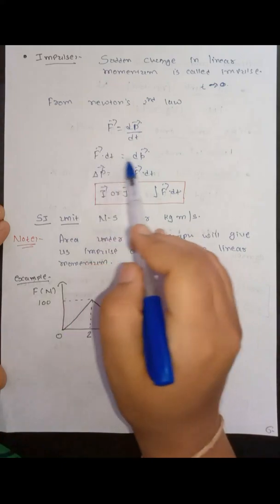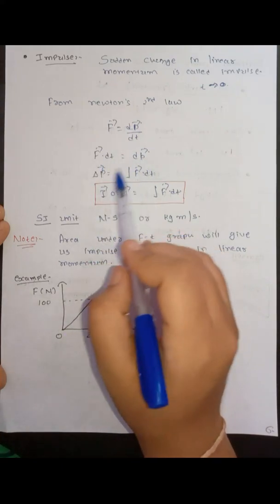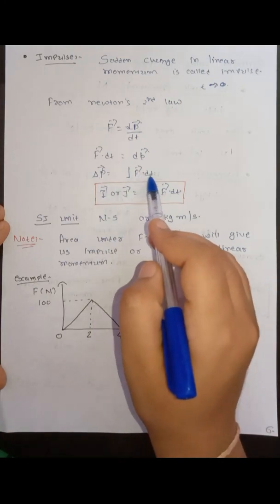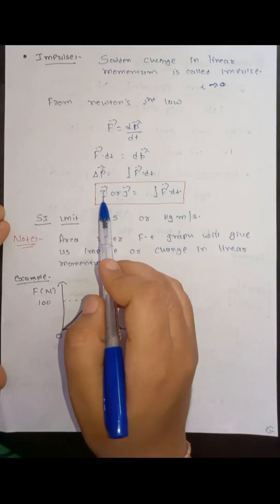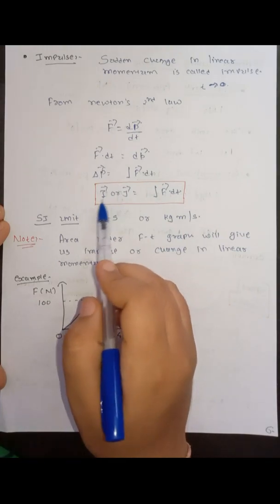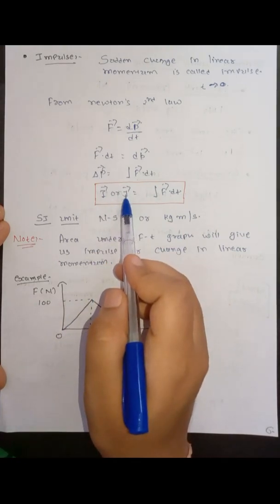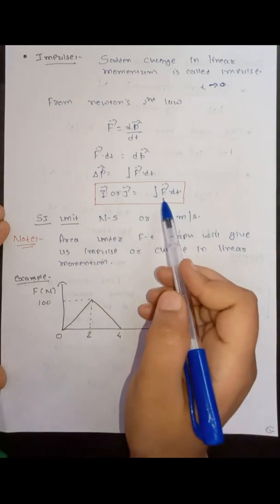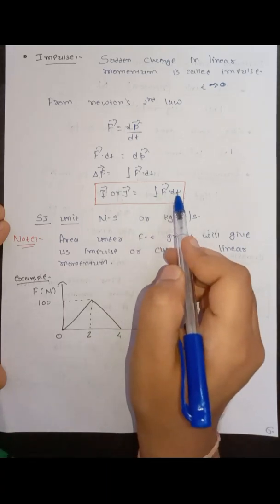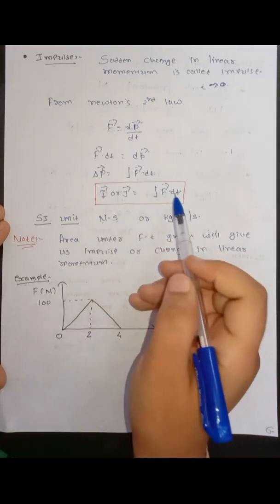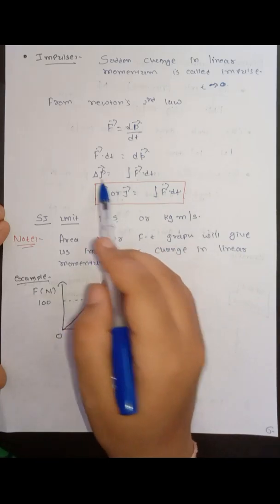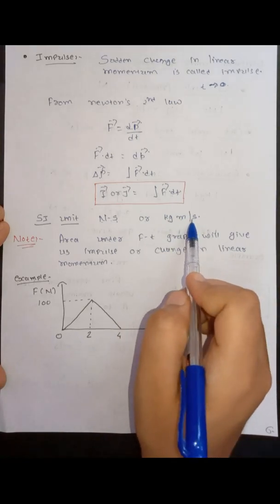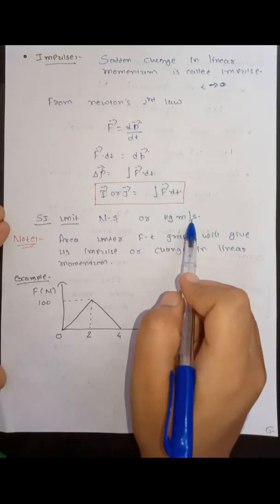From this, if we integrate both sides with respect to time, we will get change in linear momentum as integration F dt. Impulse is denoted by I or J, you can use either term, and is equal to integration F dt. The SI unit is force into time, that is Newton into second, or as change in linear momentum, it is kg meter per second. Impulse is a vector quantity.